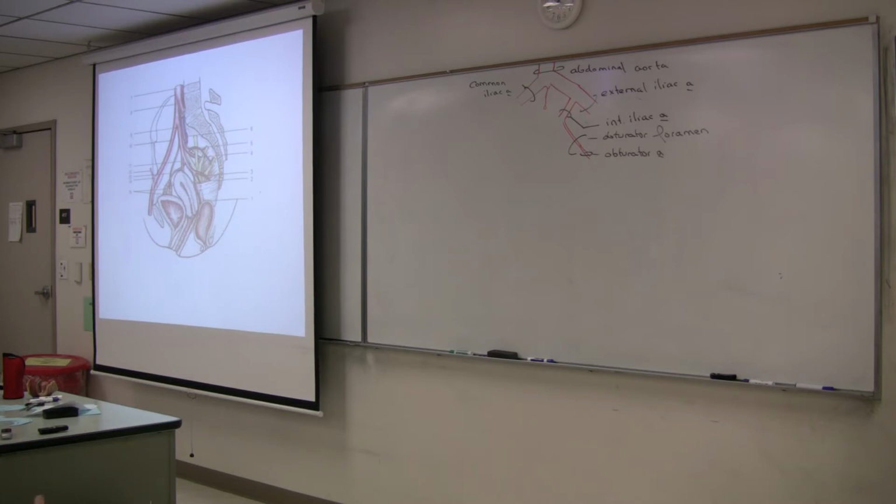Now these are all branches of the internal iliac. Right here, so when it comes along the rim of the pelvis, is the obturator artery, okay? And that's going to supply the muscles of the medial thigh. So I don't know if you learned the obturator nerve last semester, but it passes with the obturator artery through the obturator foramen, that's the yellow structure. It supplies adductor muscles, adductor longus and magnus. Okay, so that's obturator artery.